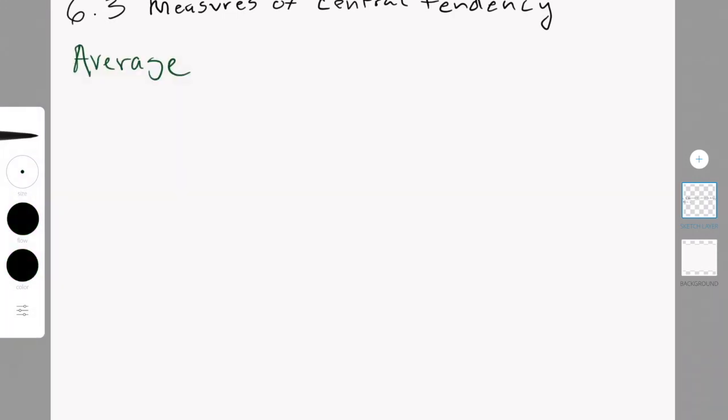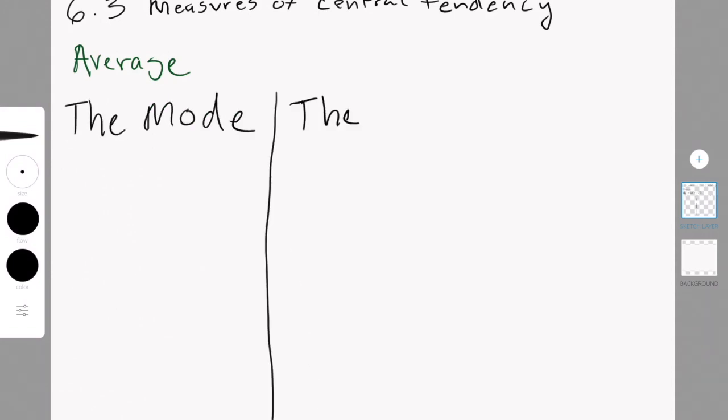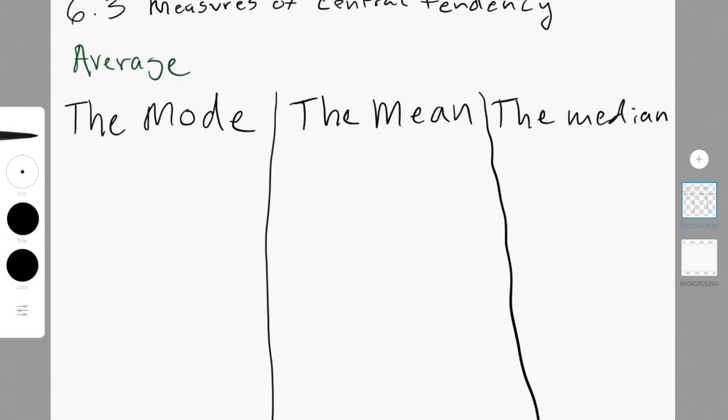So 6.3 is measures of central tendency. Basically, this is talking about averages: the mode, the mean, the median. The mode is the most common number or value in your set of data.